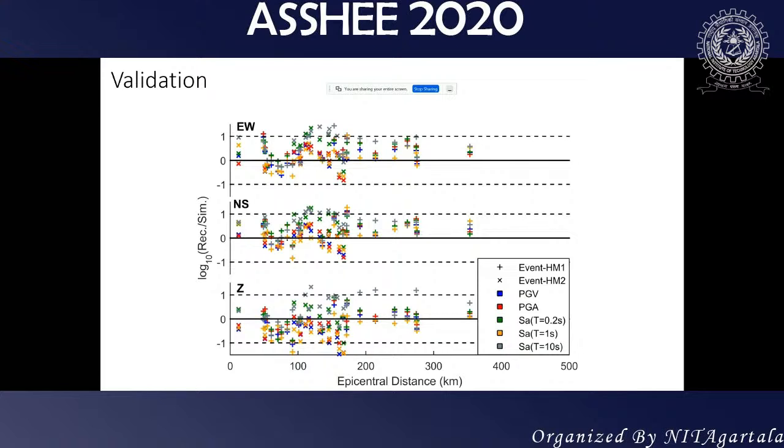This is a typical residual analysis: recorded data versus simulated data. To check whether there is any bias in our simulations for PGV, then PGA, then the spectral acceleration at 0.2 second, then 1 second, then at 10 seconds. All those studies have been done, and the models have been calibrated by comparing with this recorded data.